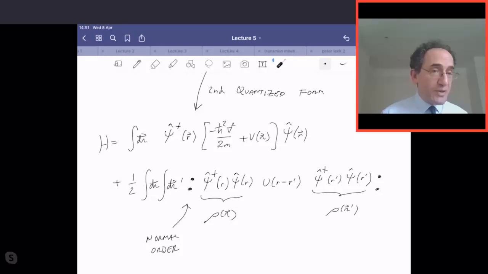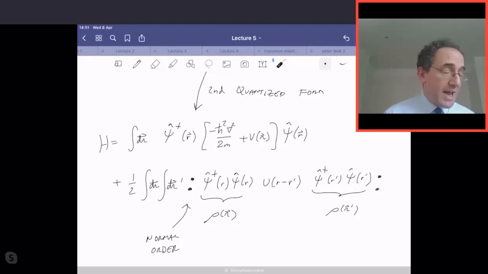Well, without the normal ordering operators, you would measure a density at position r prime, and you would measure a density at position r, and you would allow the particle to interact with itself. It has a wave function that may be spread out between r and r prime, but you shouldn't allow that one particle to interact with itself. You should only interact with other particles.